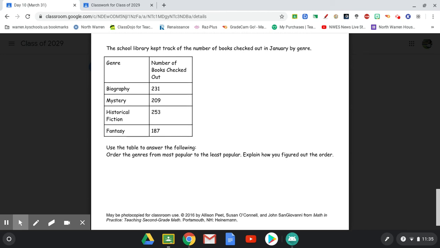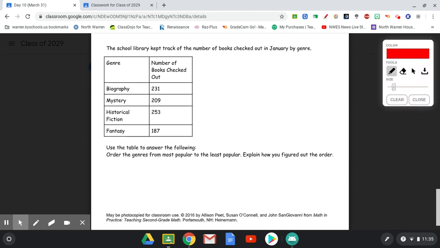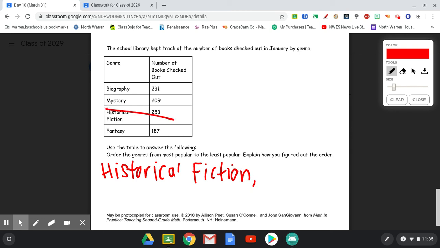Last question, using the same data chart, order the genres from most popular to least popular. So most popular is going to have more. So which genre has the most number of checkouts? So that's going to be historical fiction. All right, so got that one. I know that the one that has the least is going to be fantasy. So I know fantasy is going to go at the end. So I'm going to put that down here.